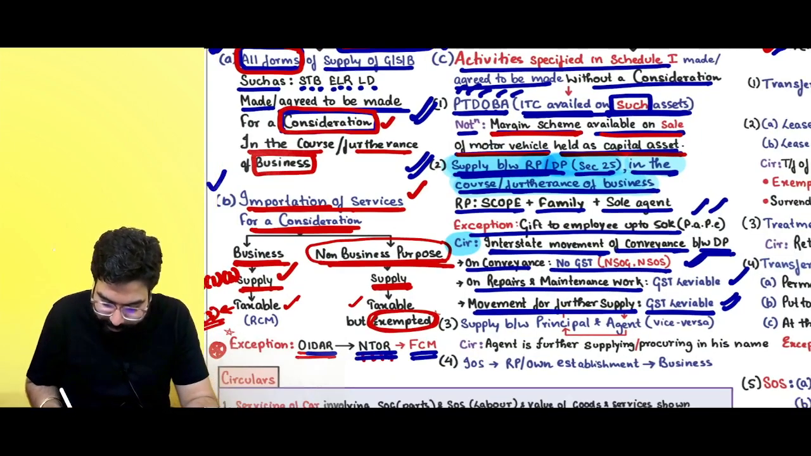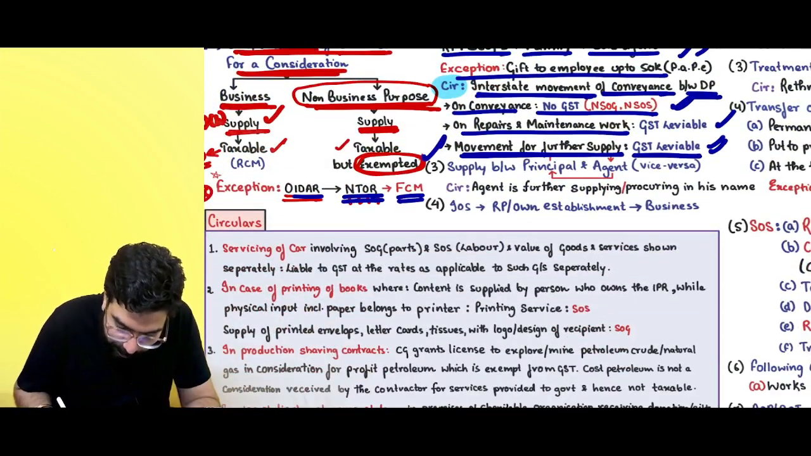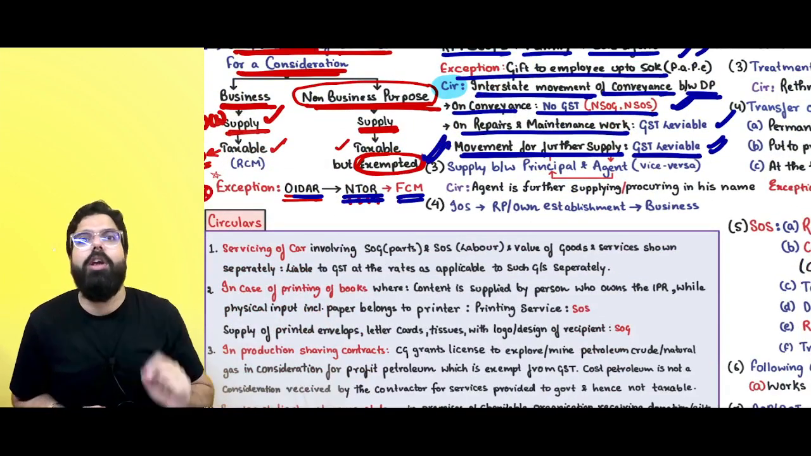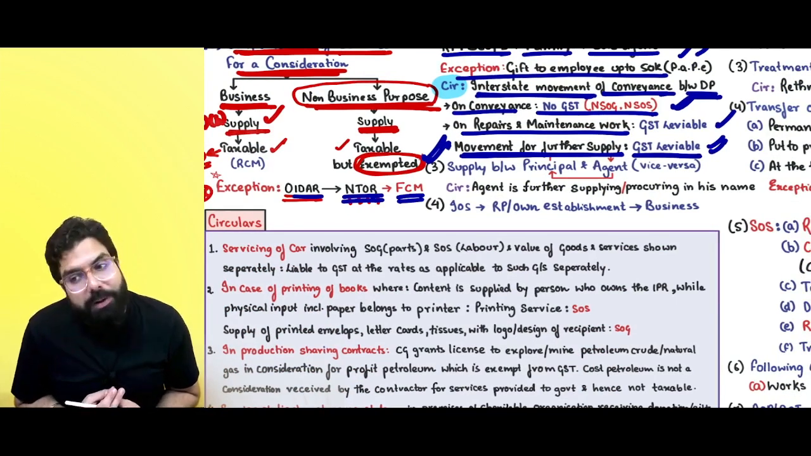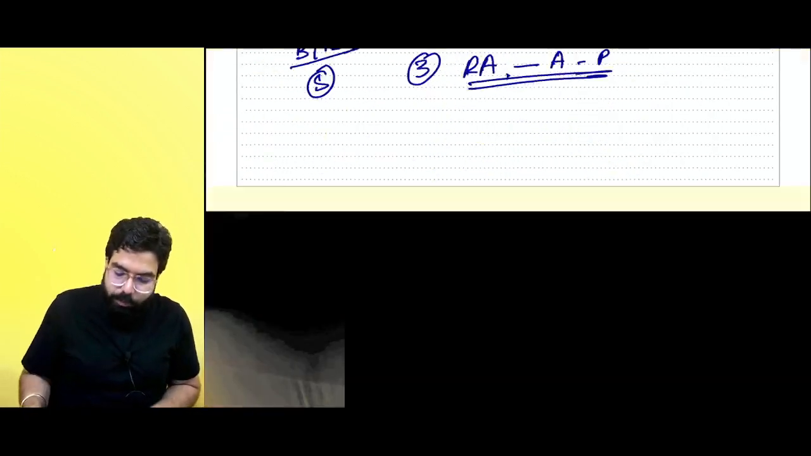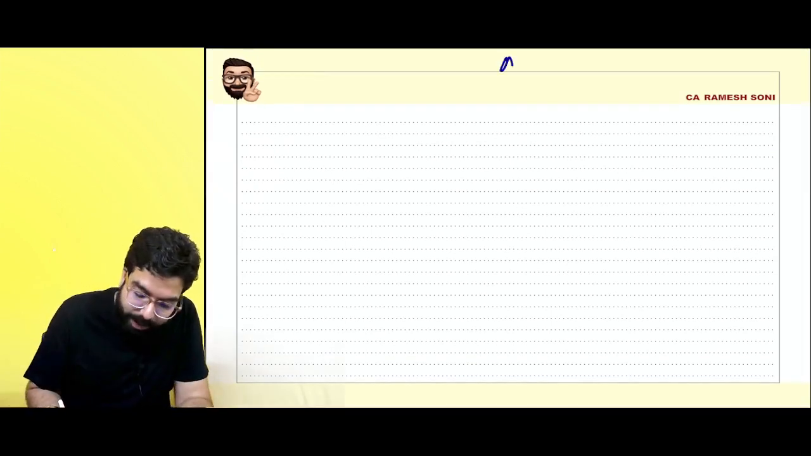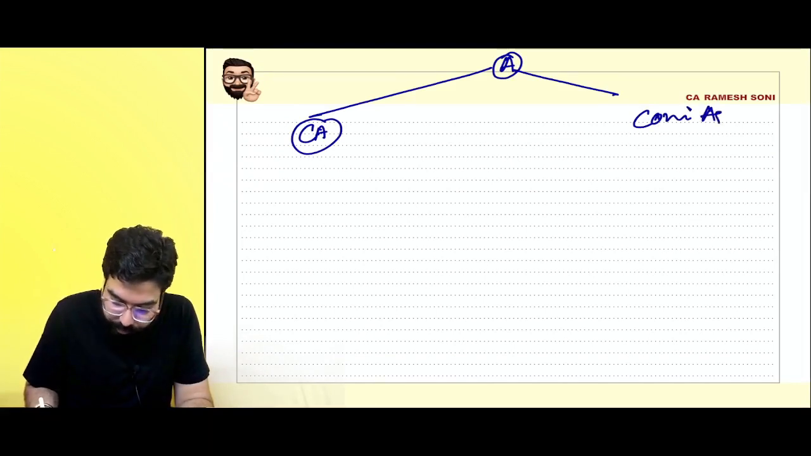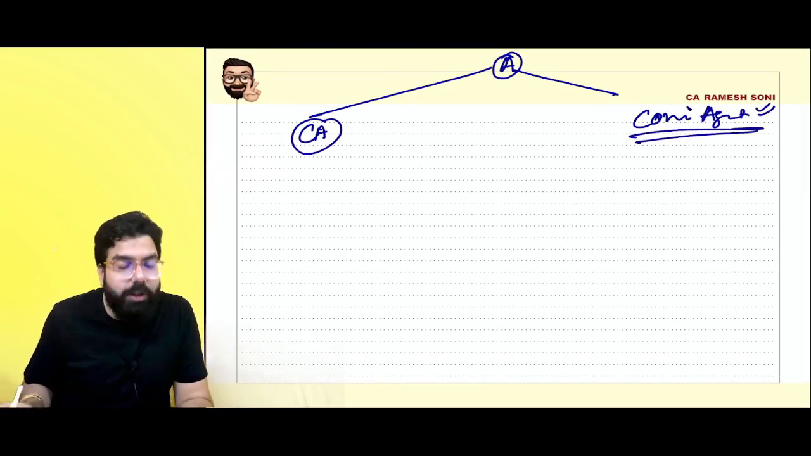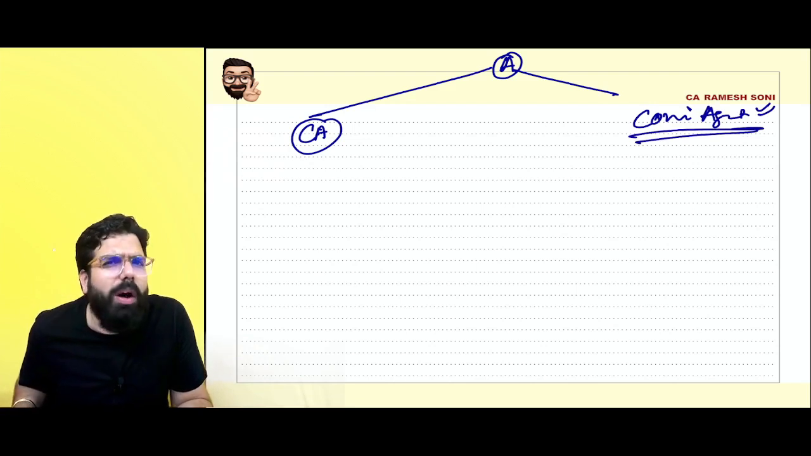Always remember one thing, whenever we are talking about an agent in section 7.1c, paragraph number 3, we are talking about those agents who are consignment agents and not commission agents. Everyone over here, what do you mean by agent? Agent can be of two types. Agent can be consignment agent, agent can be commission agent. Sir, we are not talking about the commission agent over here. Why, sir? Who are commission agents?